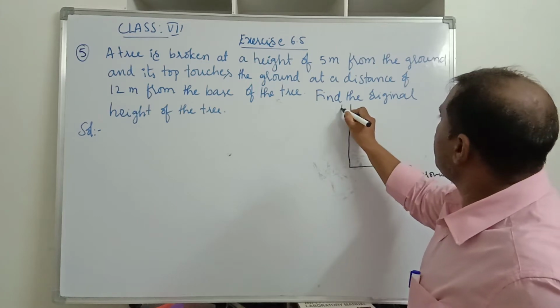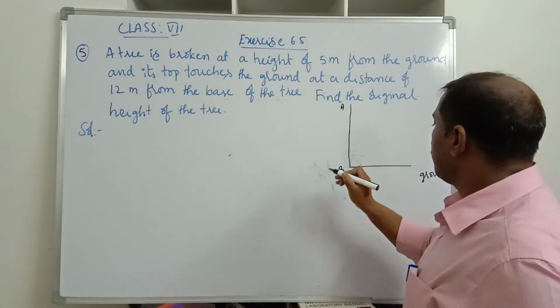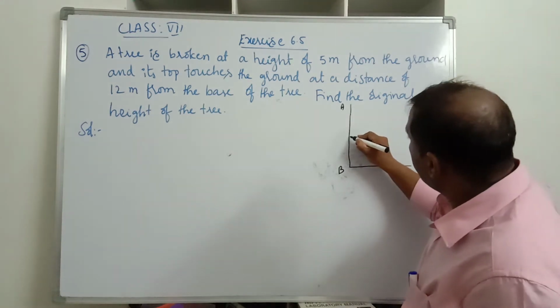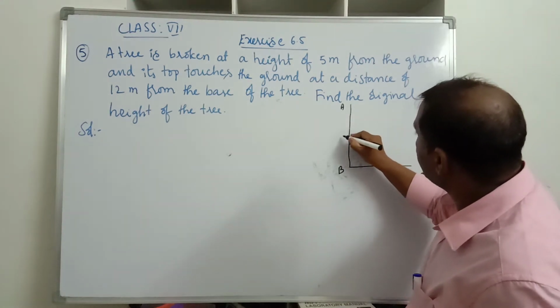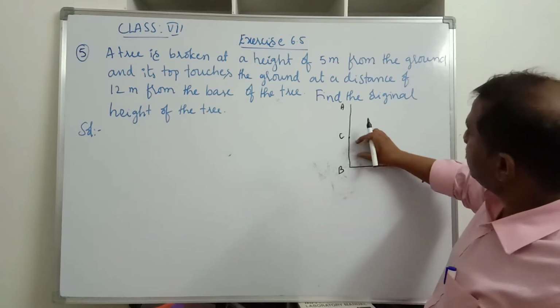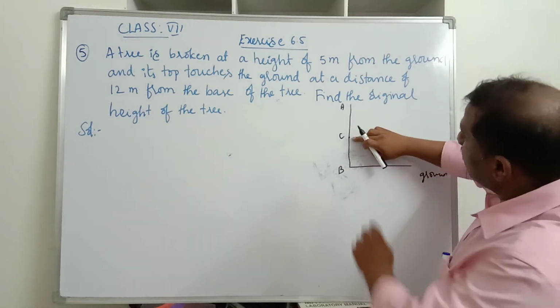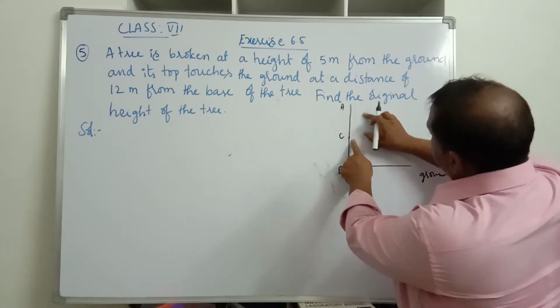Let AB be the original height of the tree. Let it be broken at point C. So this is the broken part, and this is on the ground. Here it is broken, and this is touching.